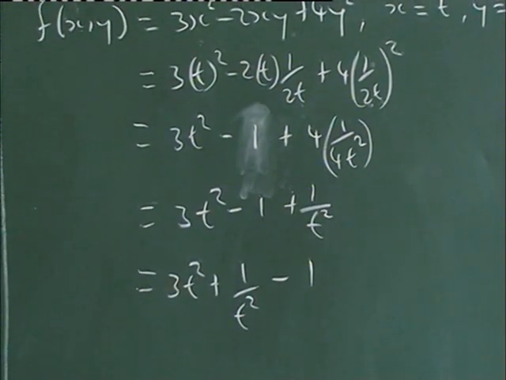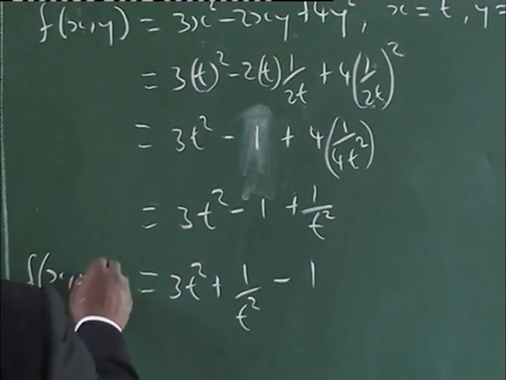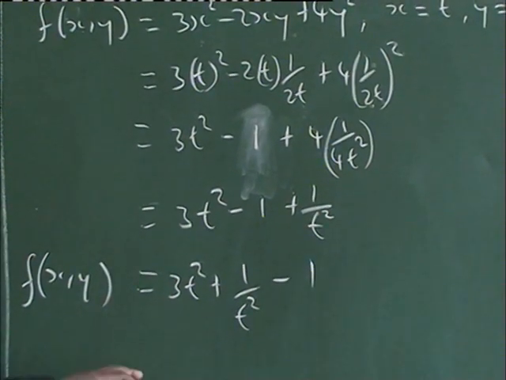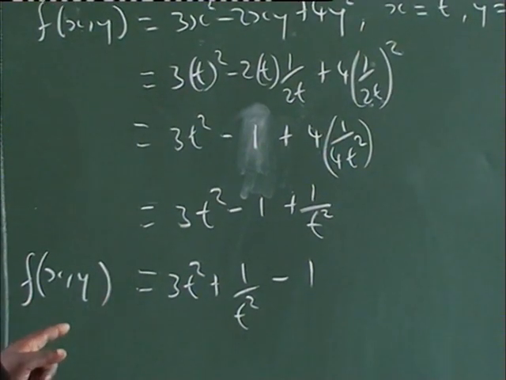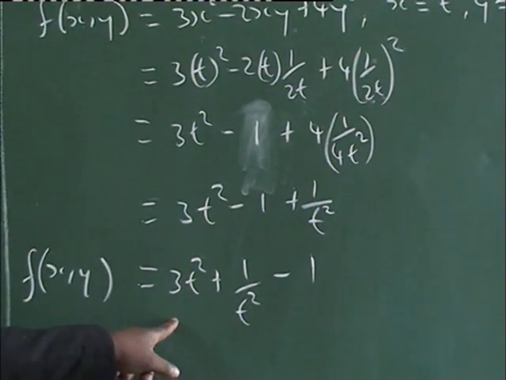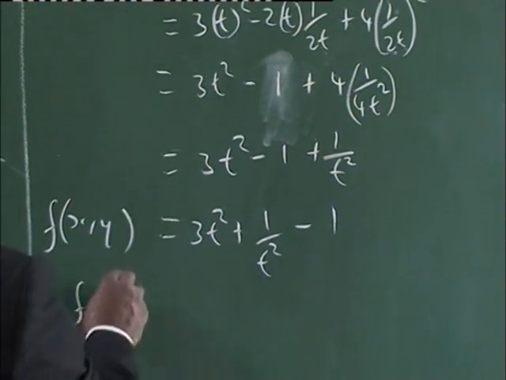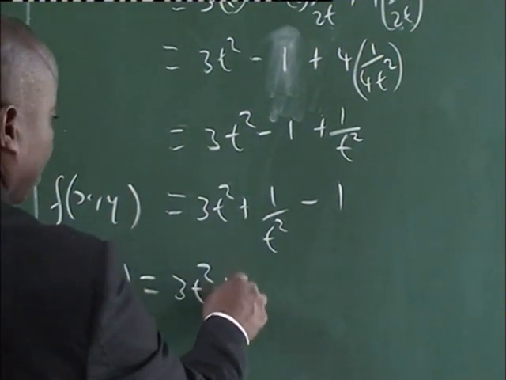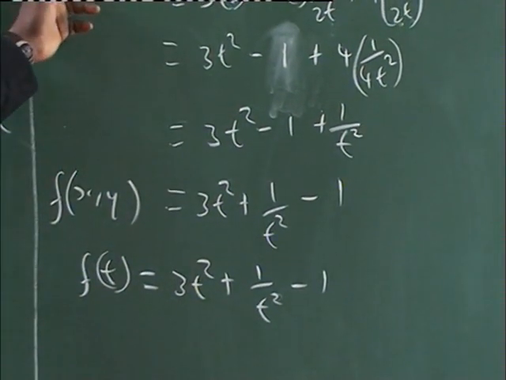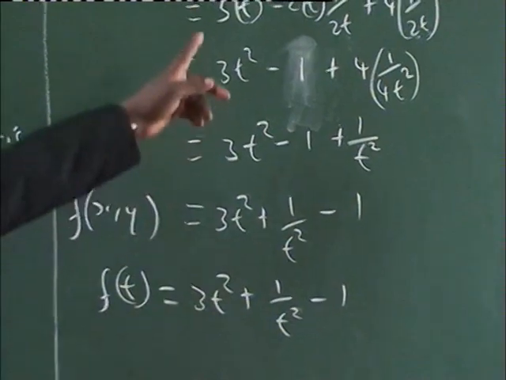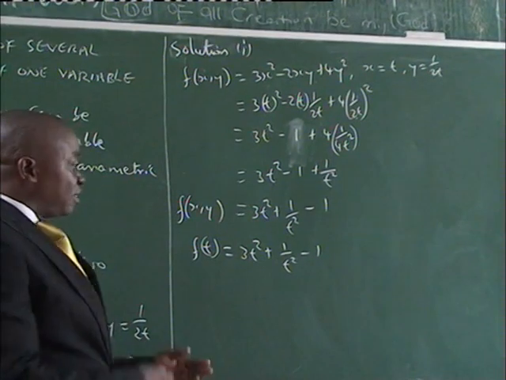Alright, so it's the same thing as this function now. It means that f of x, y is equal to this value. So that is how we evaluate it. Now you can see that this function is the same as writing one function. So this function becomes f of t is equal to 3t squared plus 1 over t squared minus 1. You can write it like that. So this function is the same thing as this one at the point where x is equal to t and y is equal to 1 over 2t. So we are converting it now.